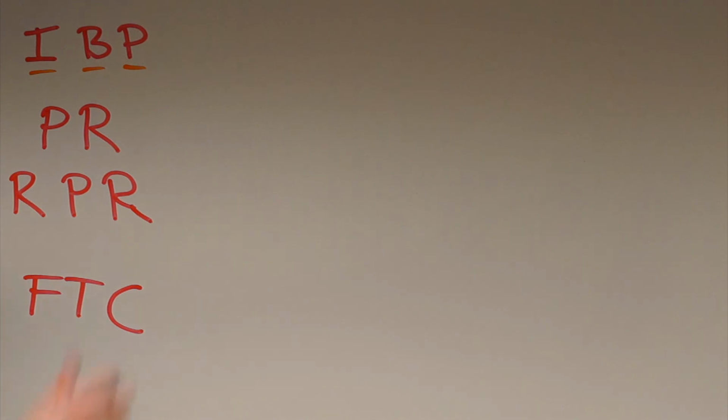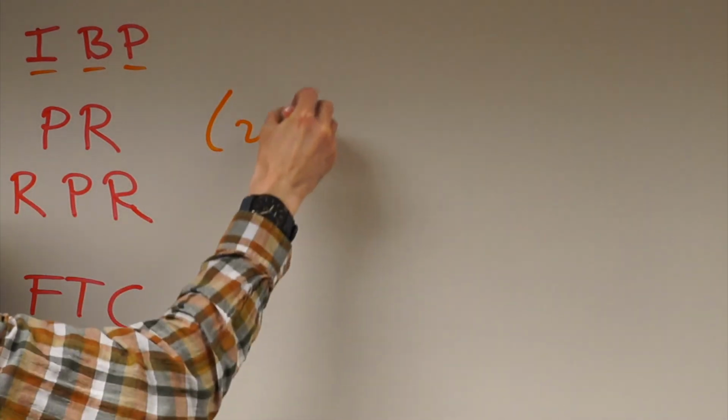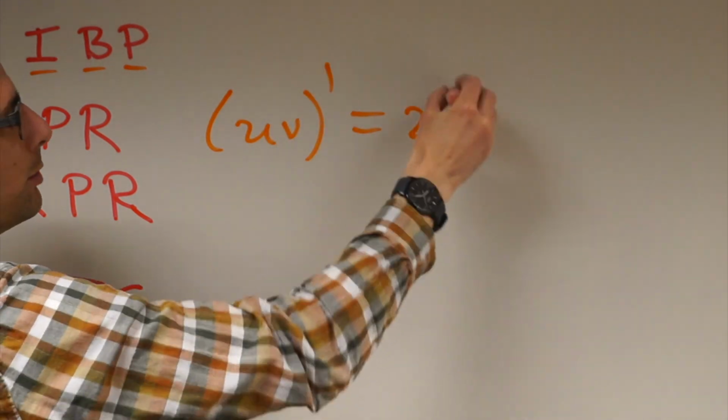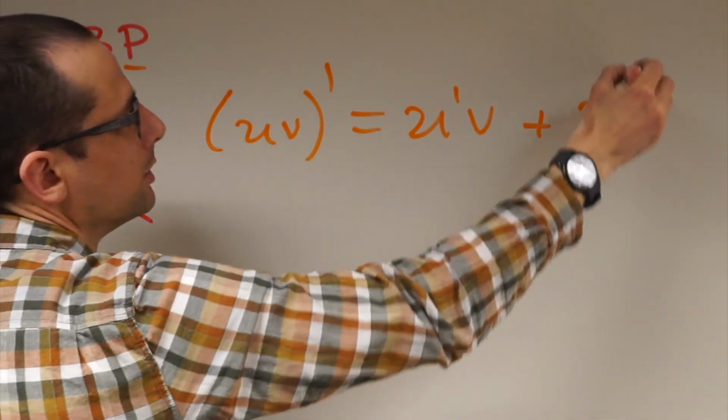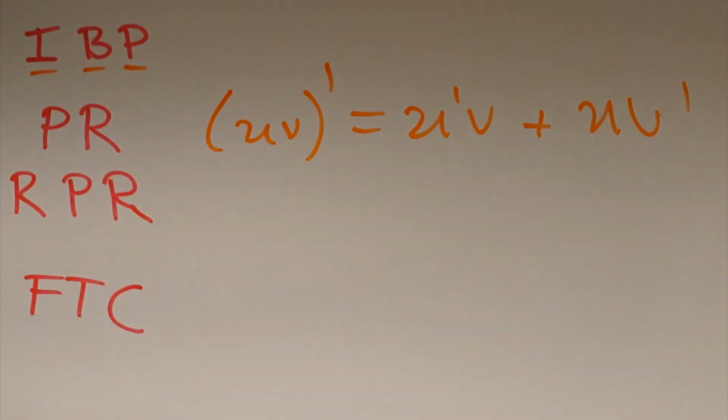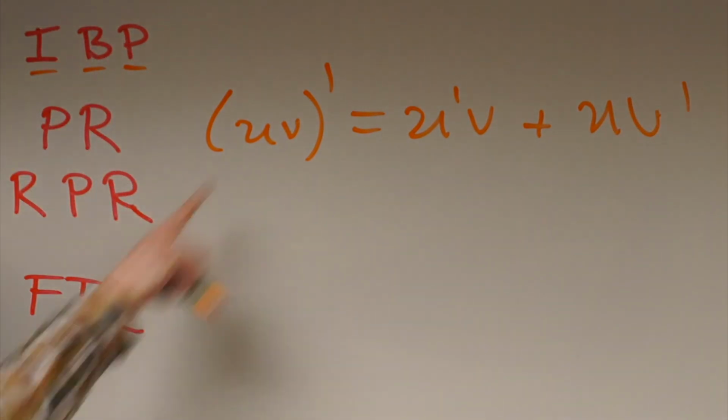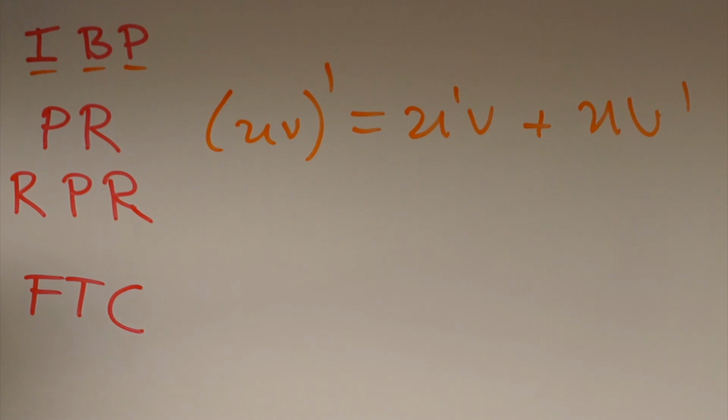The answer is, first you need to know about the product rule for derivatives. So that's if you have a u times a v and you take the derivative, then the result is u prime v plus u times v prime. Okay. And that's the way we usually know and love this product rule.